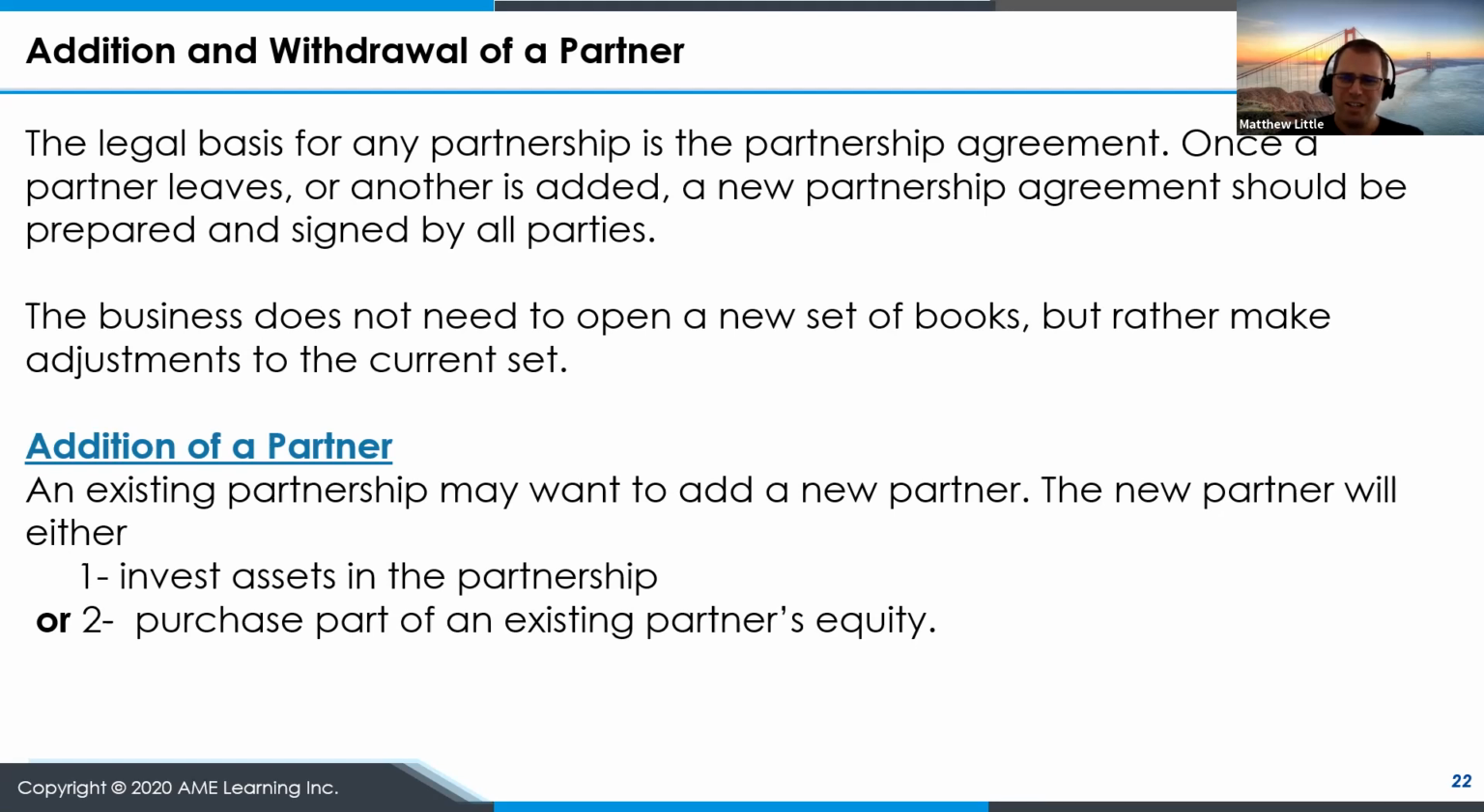The partnership does not need to open a new set of books, but they just need to make an adjustment to their current set. So the first situation we have here is an addition of a new partner. So they may want to add a new partner, and that usually happens through either investing assets in the partnership, or they might purchase part of one of the other partners' equity.